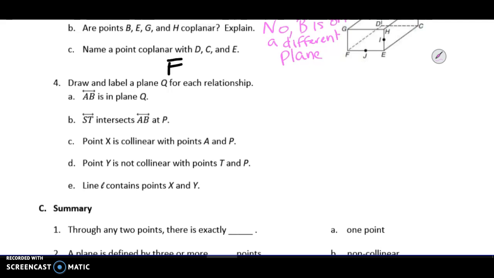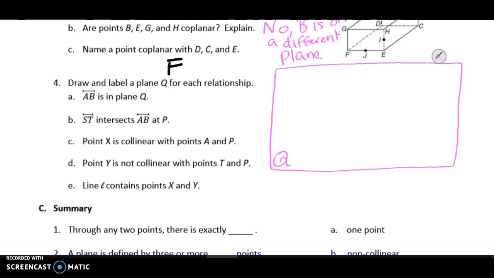Number 4, we're going to draw and label a plane Q for each relationship. I am not about to draw 5 different planes, so we're just going to do one and make it rather nicely big. And since it's plane Q, I drew my plane, put my big capital Q in. So now what do I need? I need line AB in plane Q. So I'm just throwing, however you chose to throw it in there, is how it would look. So if yours is different, it doesn't matter, as long as it is a line and it's labeled AB, with the points A and B.